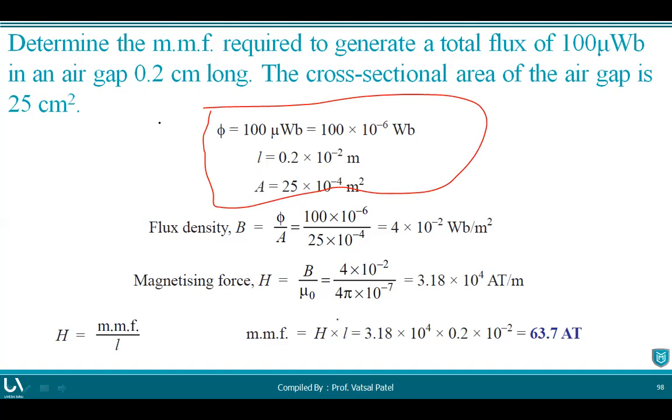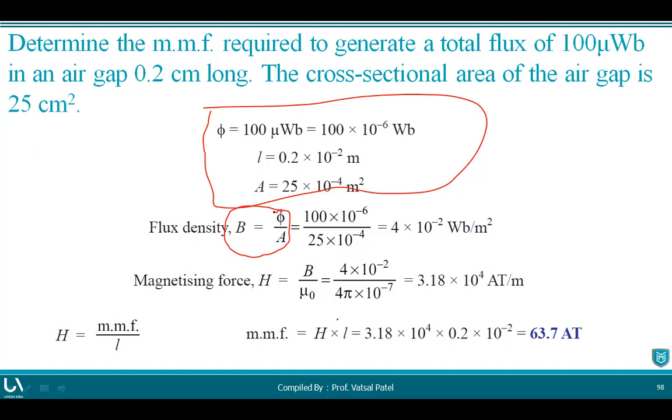Are you getting it? Now we want to identify the MMF, and we identify MMF by the use of the length as well as the field force or the magnetic field strength. So first of all, we identify the flux density, because you have the flux and the cross sectional area. This is the equation of the flux density we use in this example: B is equal to phi by A. So we put both values here, phi divided by A. Phi is equal to 100 into 10 raised to minus 6 divided by 25 into 10 raised to minus 4.